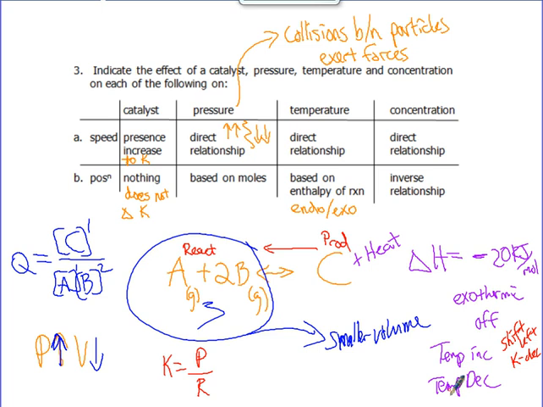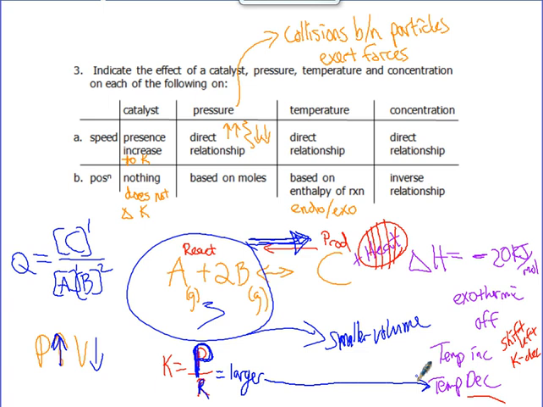What if the temperature was decreased? If the temperature was decreased, then the heat would be removed. And so you wouldn't have heat plus C pushing in reverse. But the left side could still go forward, still go forward, making more products. And so the amount of products would increase, the amount of reactants would decrease, and K would end up being larger. So K would be larger in an exothermic reaction when the temperature is decreased.